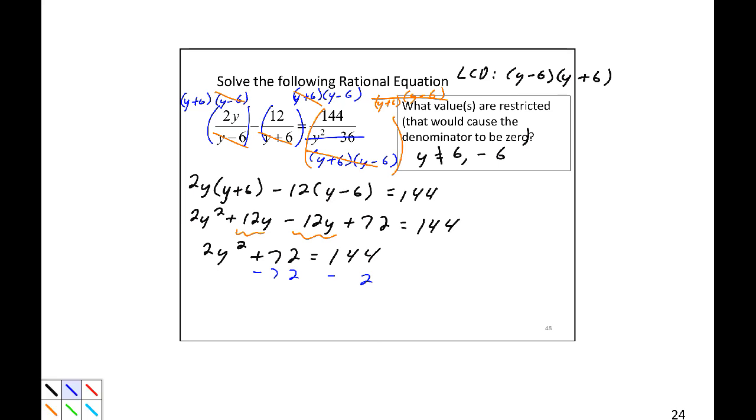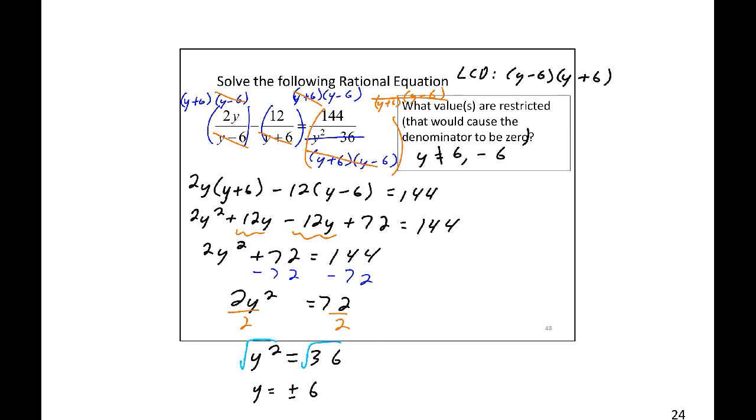Now we want to isolate the y squared in this equation. Subtracting 72, we'll get 72 equals 2y squared. Dividing by 2, we see that y squared equals 36. Now, taking the square root of that, we come up with two possible solutions. y equals plus or minus 6. And we don't need to check either of those because our restrictions here were that y could not be 6 or negative 6, which means we have no solution. There's our empty set solution.